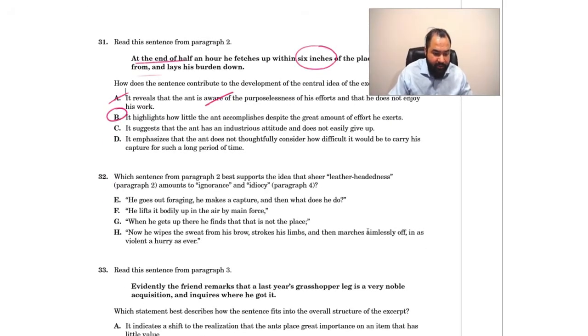So, which sentence from paragraph 2 best supports the idea of sheer leather-headedness? Leather-headedness is like stupidity, amounting to ignorance and idiocy, like how stupid the ant is, which one of these shows.